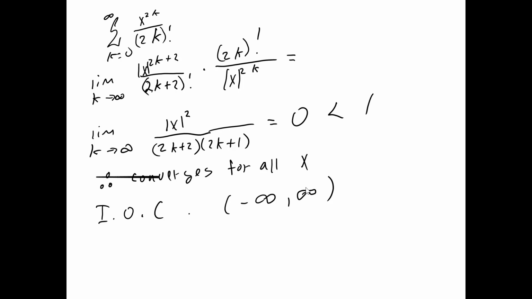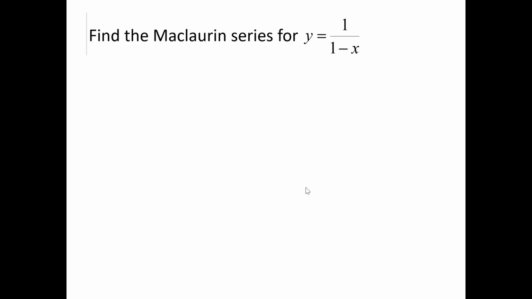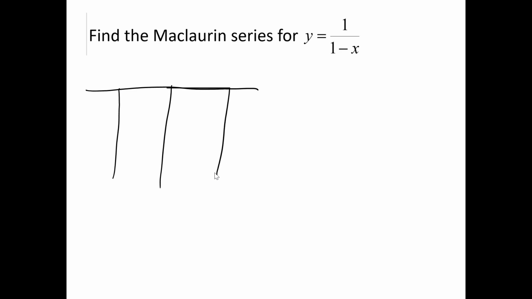So again, just because this series converges does not mean that it converges to the cosine of x. We'll get there in just a little bit. So find the Maclaurin series for 1 over 1 minus x. Again, we did this last time using the geometric formula, and we'll do it this time using the definition, and the theorem tells us that it needs to be the same.